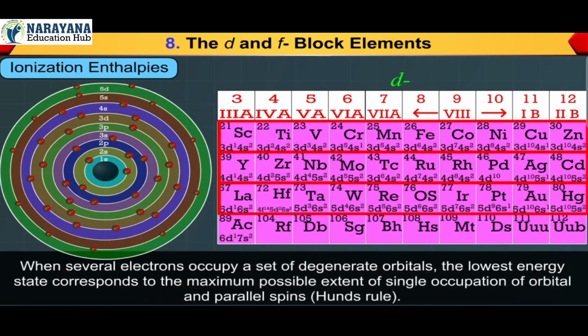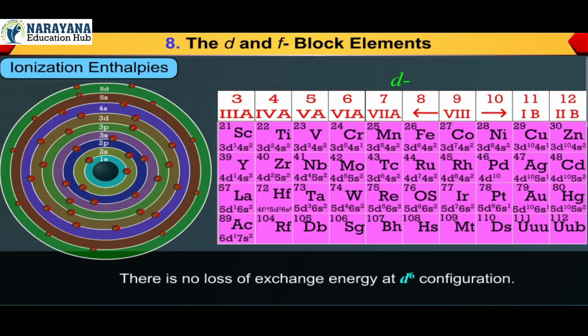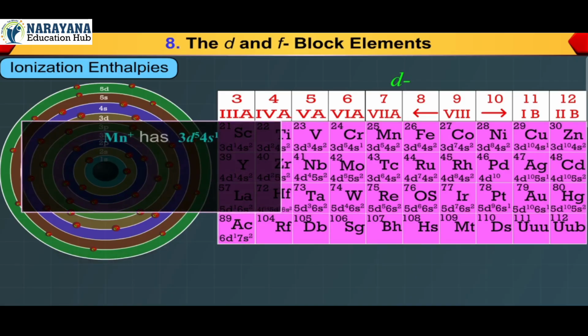When several electrons occupy a set of degenerate orbitals, the lowest energy state corresponds to the maximum possible extent of single occupation of orbitals and parallel spins, that is, Hund's rule. The loss of exchange energy decreases the stability. As the stability increases, the ionization becomes more difficult. There is no loss of exchange energy at d6 configuration.